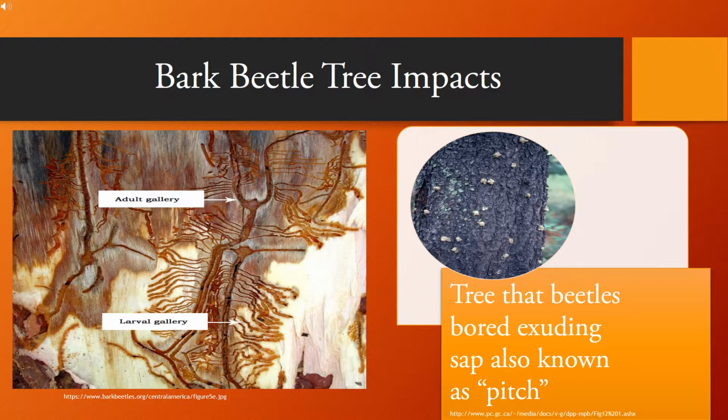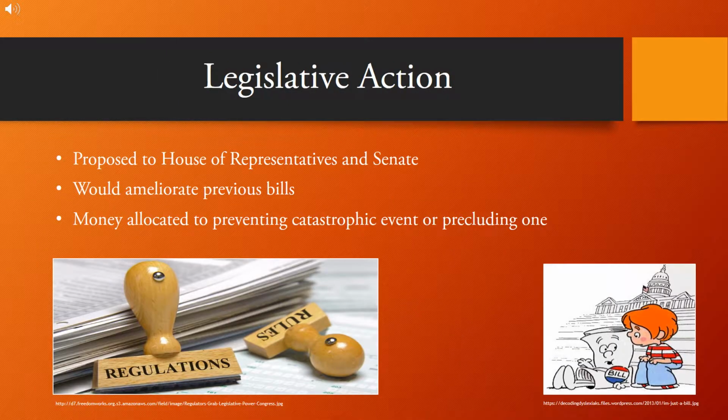Bills have been introduced to the House of Representatives and Senate, mainly aimed at improving past acts by appropriating funds to various federal agencies. Money would be made available for salvaging timber following a catastrophic event or in an attempt to prevent one. Also, to regenerate federal forests affected by bark beetles and fire.